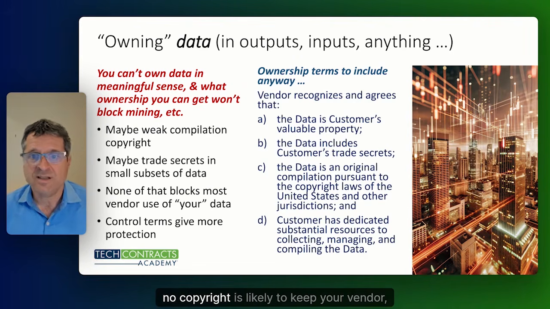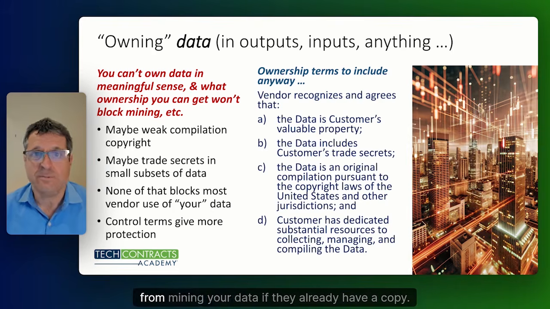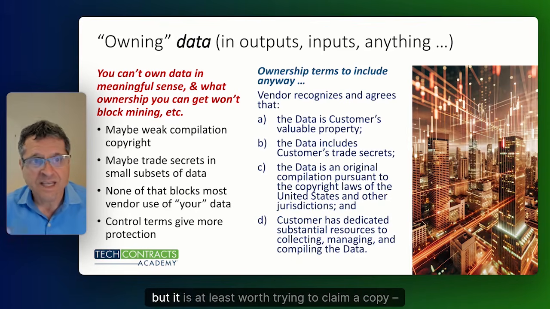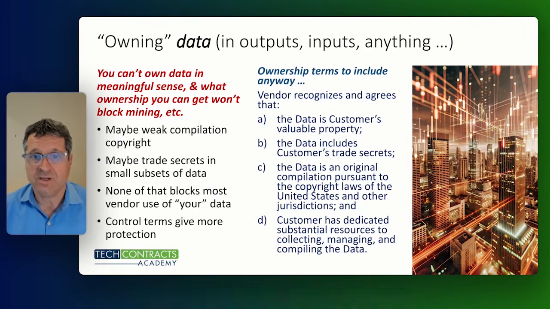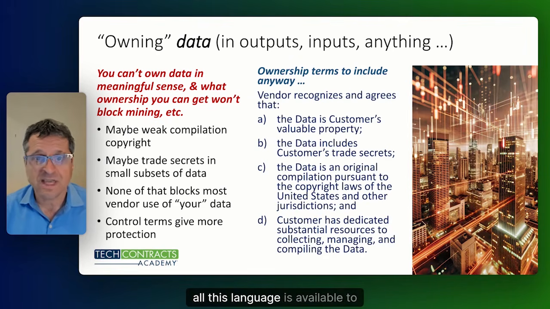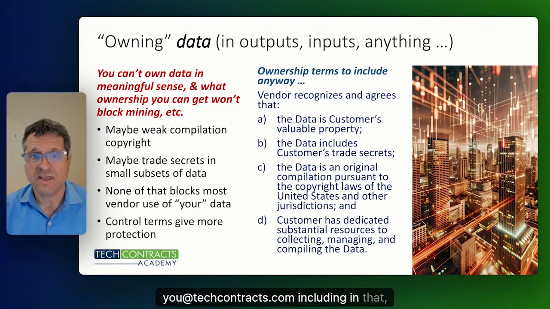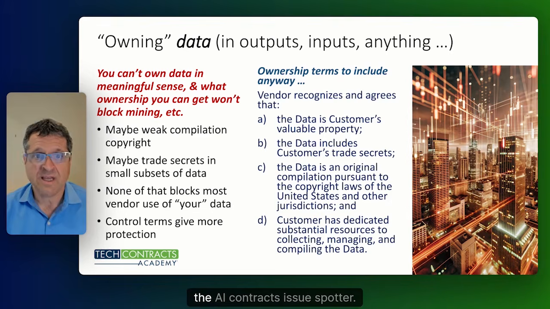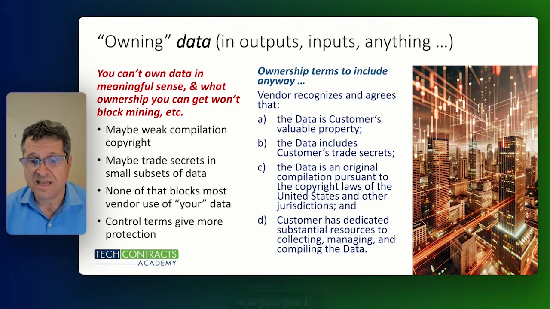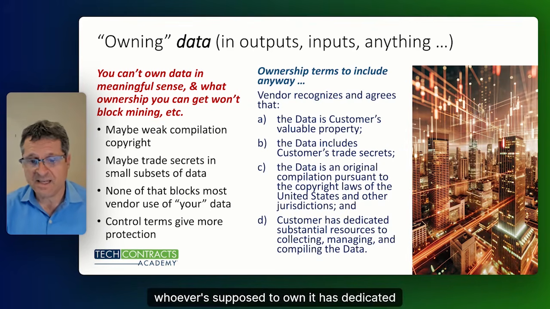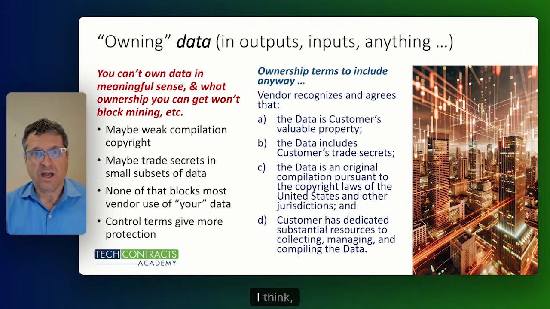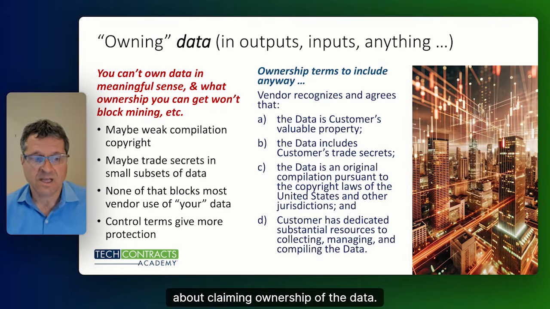No copyright is likely to keep your vendor, for instance, from mining your data if they already have a copy. It would keep them from reproducing it. So it's not wildly valuable, but it is at least worth trying to claim a compilation copyright in the data in your inputs and outputs. And so you've got this language here. By the way, all this language is available to you at techcontracts.com, including in that article I mentioned, the AI contracts issue spotter. But you say the data is an original compilation under copyright law, that's C, and you say D, customer or whoever is supposed to own it has dedicated substantial resources to collecting, managing it, and compiling it. That's the best you can do, I think, about claiming ownership of the data.